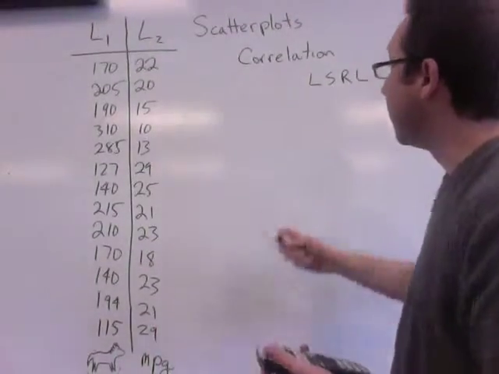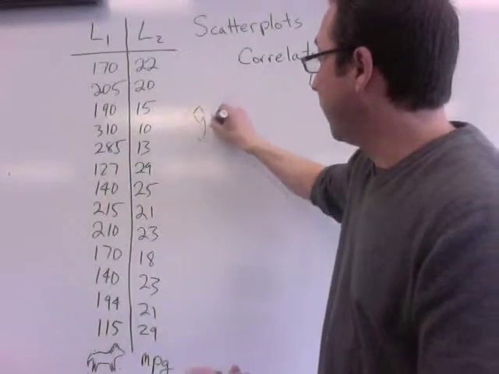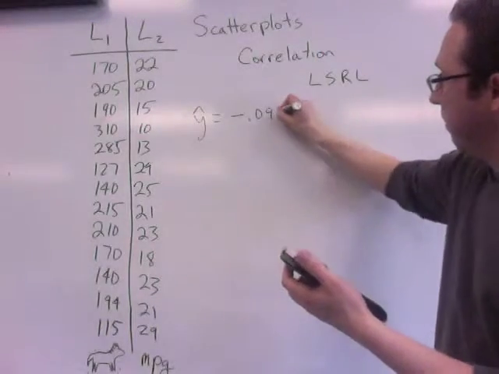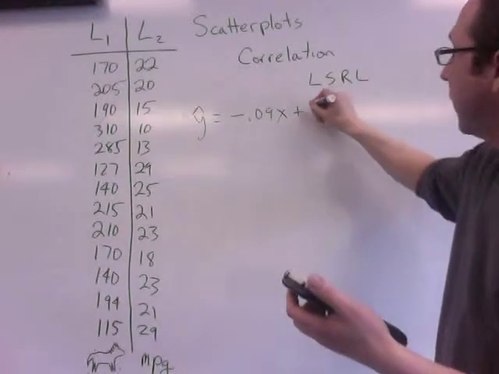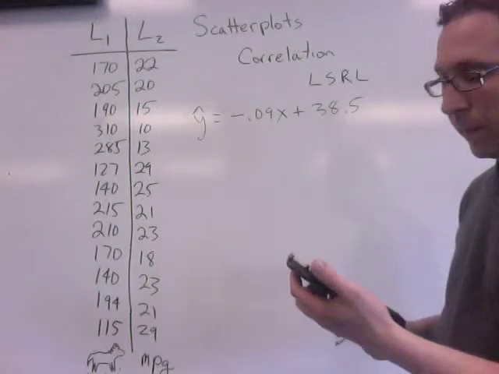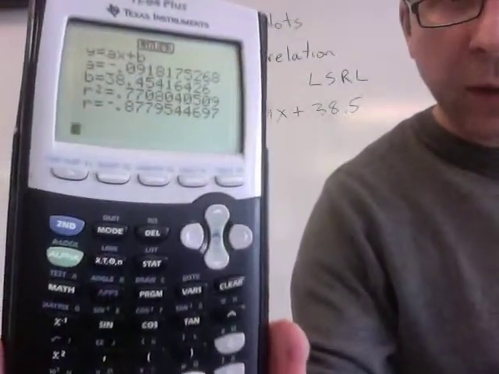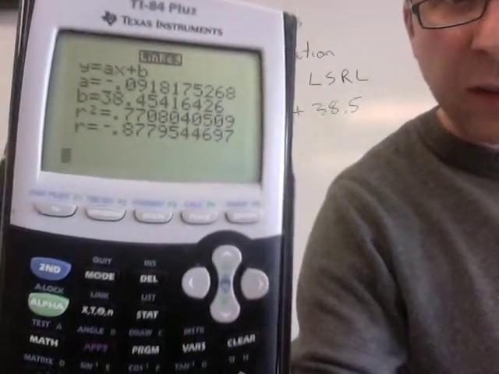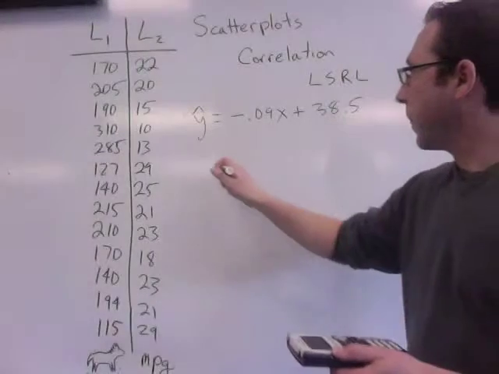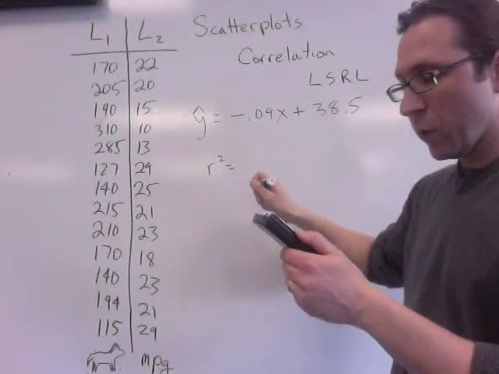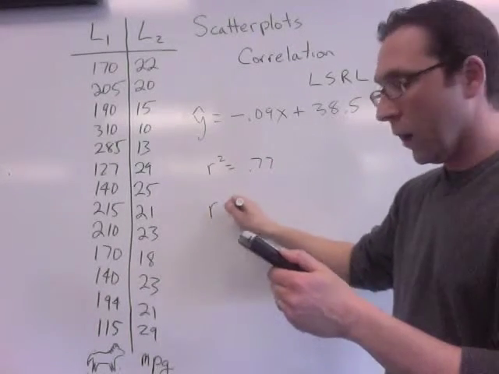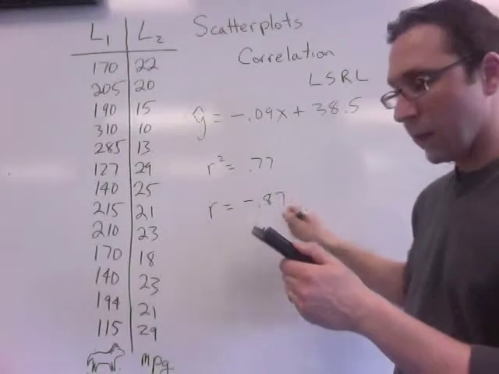So this is telling me that my line of best fit has a slope that's negative 0.09 and a y-intercept of 38.5. Okay, once again, I'm just getting that from the calculator. It tells me what the slope is and what the y-intercept is. They're also giving me two other numbers: R squared, which is 77.77, and they're also telling me that R is negative 0.878.